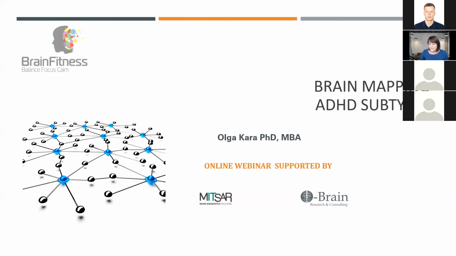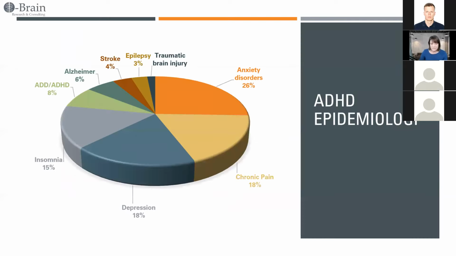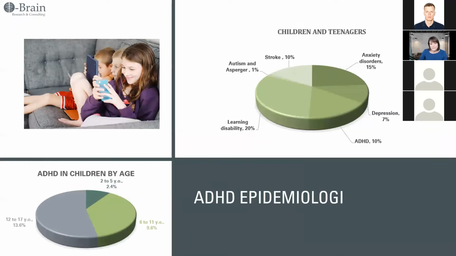And today, Alex asked me to talk a little bit about ADHD subtypes and how we can define them with EEG techniques. I will tell just a few words about ADHD that probably you all know, but still it's about 8%. In different countries, this percent is a little different, but still about 8% of the population have this disorder. And of course, it's not the biggest problem, like, for example, anxiety or depression or chronic pain, but still it affects a lot of people. And in children and in teenagers and even in adults, we can find people with ADHD.